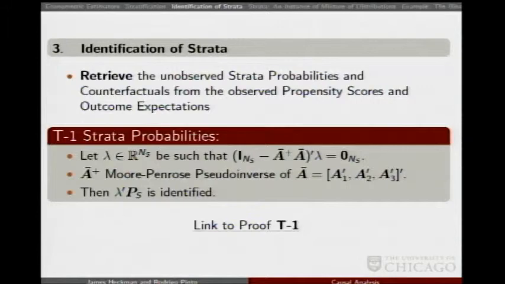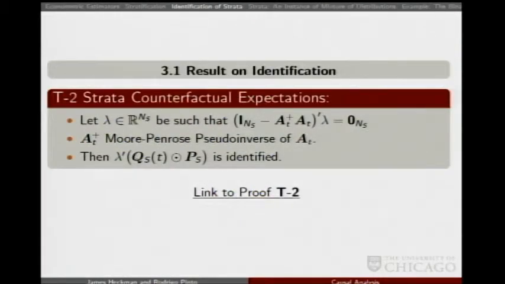It's a more general theorem here, obviously, that we can identify some linear combinations of the probabilities. We know that just from linear algebra. That may not be all that helpful. That's not identifying the stratum probabilities. And we get a comparable result on the counterfactual outcomes, the counterfactual means.